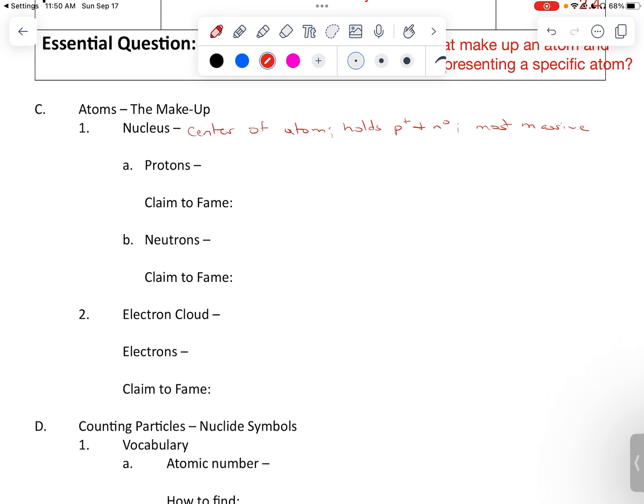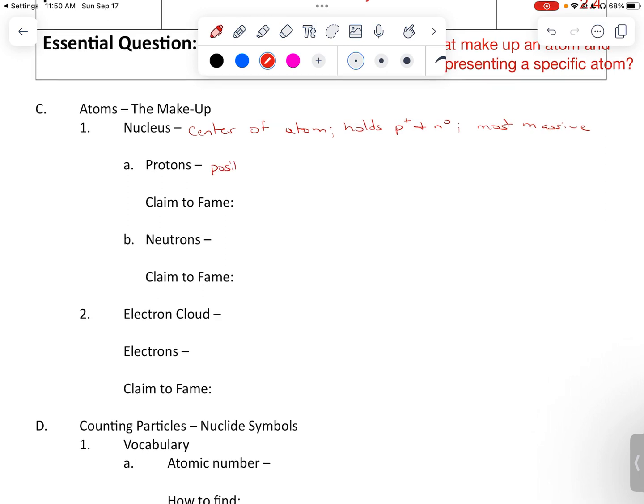Within the nucleus, we have protons, and protons are positively charged particles. Their claim to fame is that they identify the element. However many you have, if you have 6, then that element is carbon. If you have 12, I believe you have magnesium. Yes. So our protons inside the nucleus are positively charged and identify the element. Then we move to our neutrons.